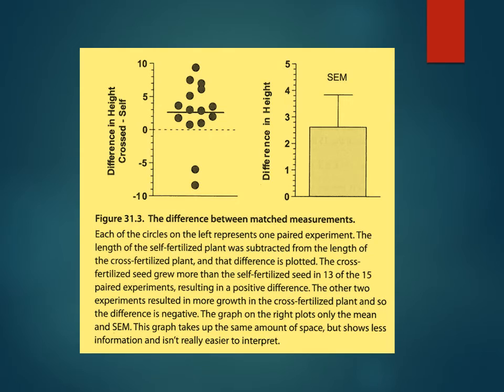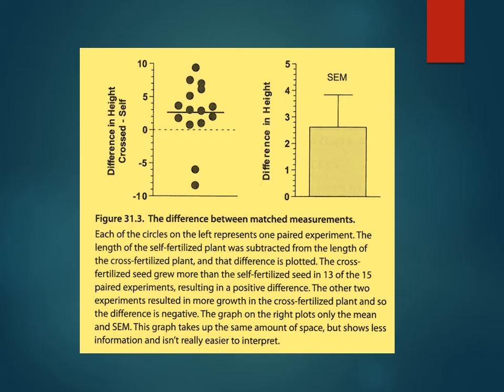If you're not sure which one's going to be bigger or smaller, you'd use a two-tailed test, right? If you're not sure which direction it's going to go, then you would say, okay, let's use a two-tailed test, so I'm less likely to make one of those type 1 errors. Here you can see the differences in height between the cross and the self-fertilized.